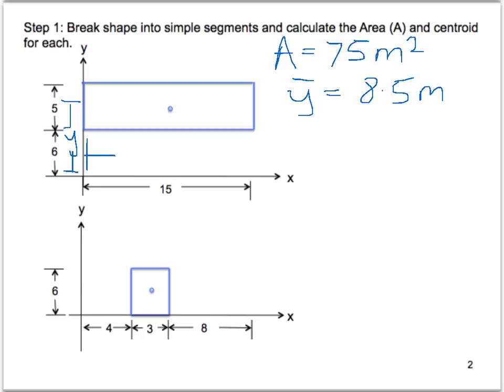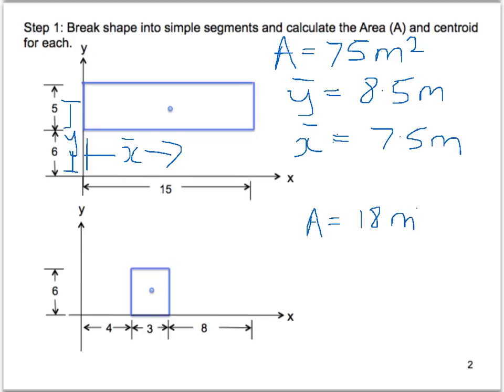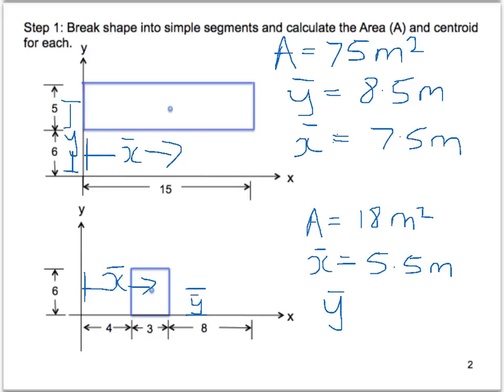And our X bar will be this distance to the center of that rectangle, which is going to be 7.5 meters. So we'll do the same for the second rectangle here. Our area is going to be 3 times 6, which would be 18 meters squared. Our X bar, which would be this distance here, is going to be 4 plus half of 3, which would be 5.5 meters. And our Y bar will be this distance, and that is going to be half of 6, which is 3 meters.